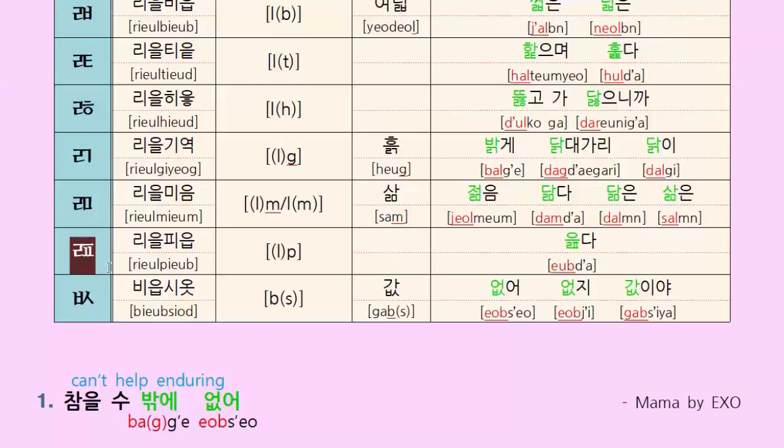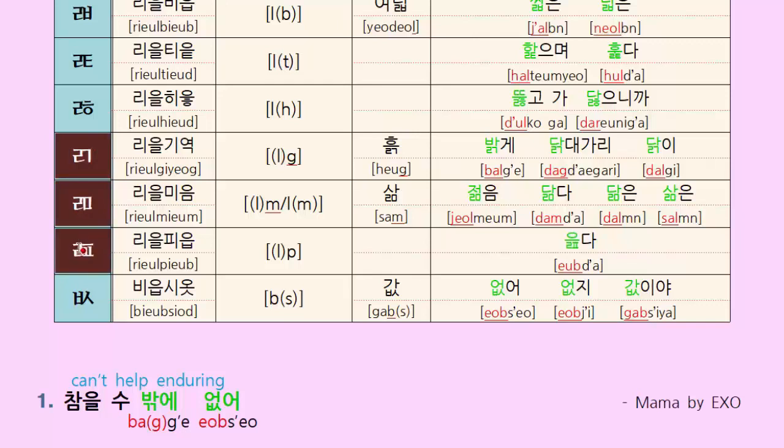Now let's look at the next one. 리을 피읍. As I said, 피읍 sound. P is important. And look at the example. We pronounce this word as 읍다. This letter starts with a consonant, not a vowel. But as the case is above, when this letter is followed by a vowel, then the same phenomenon occurs.